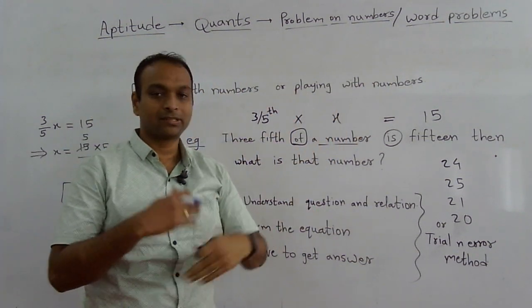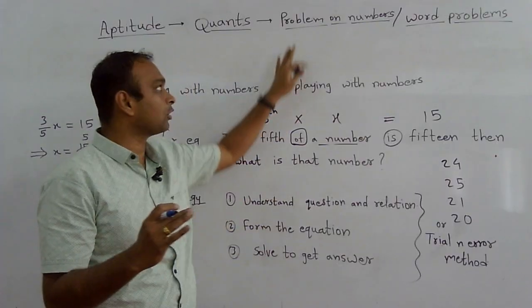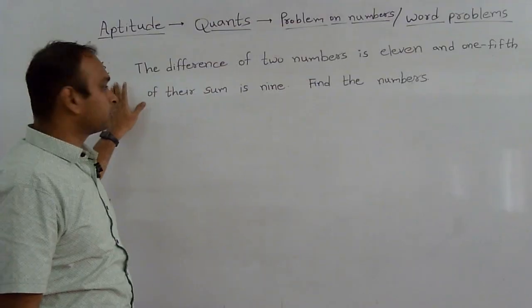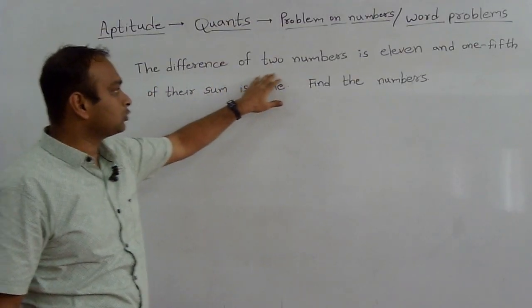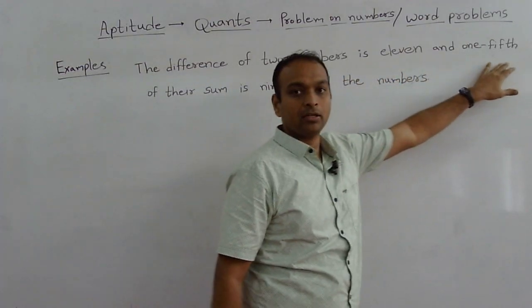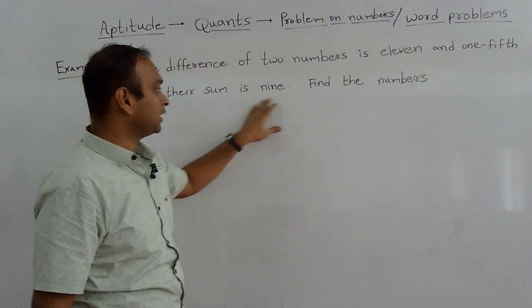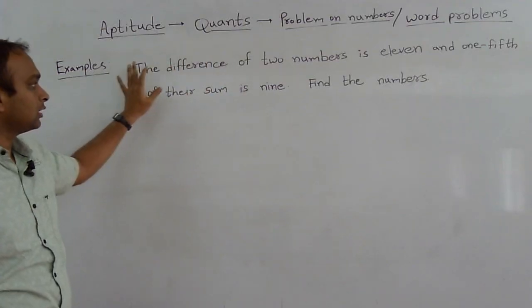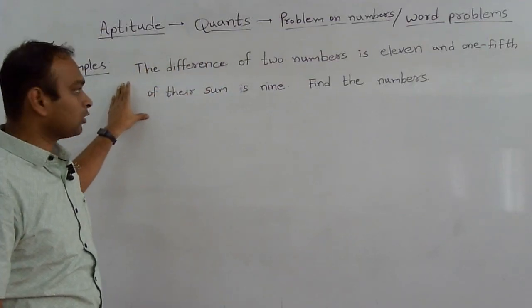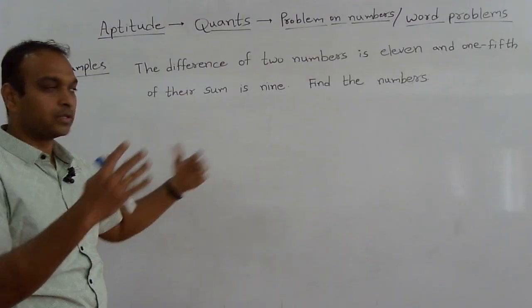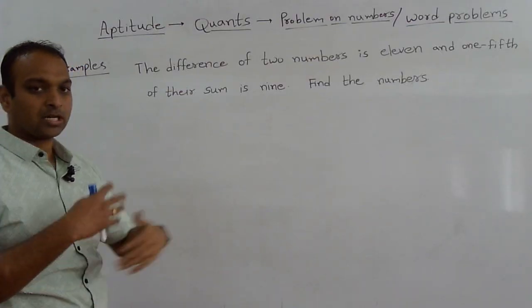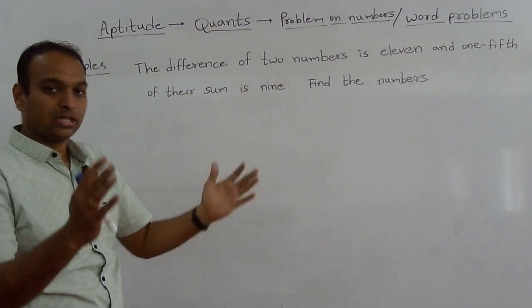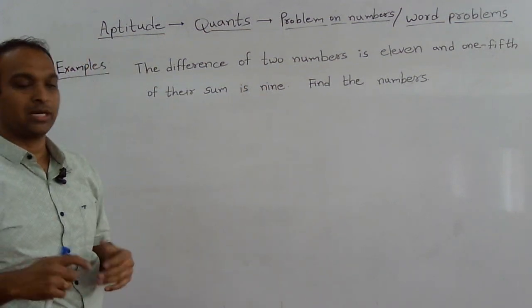Now after this we will see a few problems so that you will feel confident in this topic. Here we have our first problem of this topic. The difference of two numbers is 11 and 1/5 of their sum is 9. Find the numbers. You can pause the video and try it on your own. If not able to solve, we will solve it together. As per our strategy, first understand the question, understand the relation, form the equation, and then solve it to get the answer.